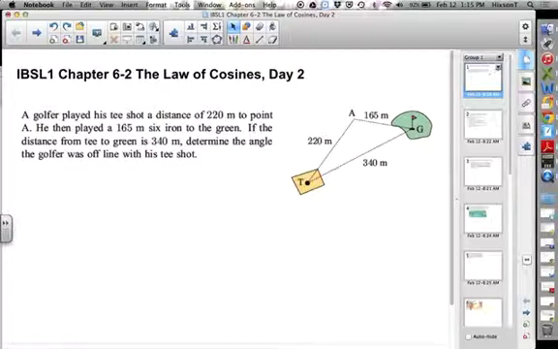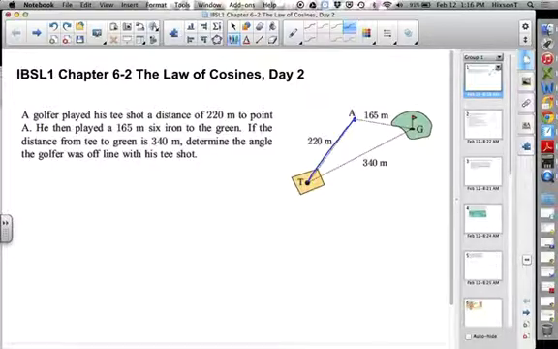Here's the thing, even if you know nothing about golf, use the diagram and we can at least figure out what they're asking us to find. So first of all, here's the tee. We're hitting off the tee towards the green, so they labeled that G. He played his tee shot a distance of 220 meters to point A. So that's this distance right here, from the tee to point A where the ball landed first. Then he played a 165 meter 6-iron to the green.